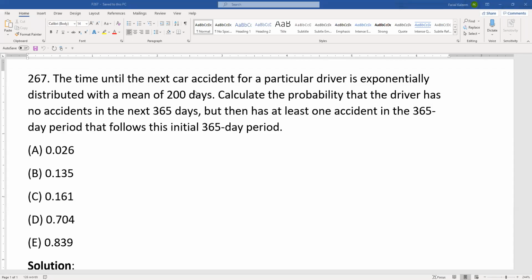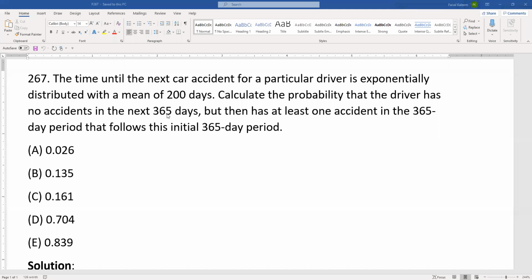The time until the next car accident is exponentially distributed with mean 200 days. Find the probability that the driver has no accidents in the next 365 days, but then has at least one accident in the 365-day period that follows this initial 365-day period.